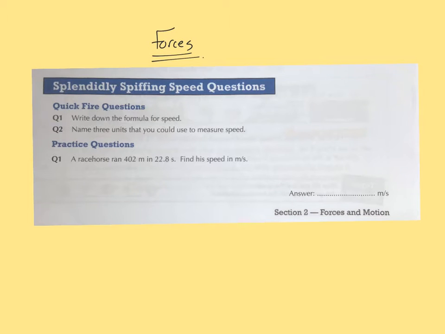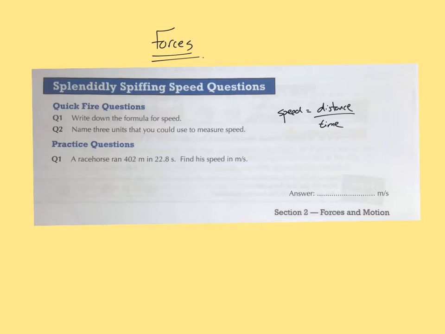Okay, so going through the questions in the order they appear in the purple book and just talking through what I did. So quickfire questions, number 1. Write down the formula for speed. Speed equals distance divided by time. If it says to write down the formula, you have to use the words, you can't get away with the symbols.